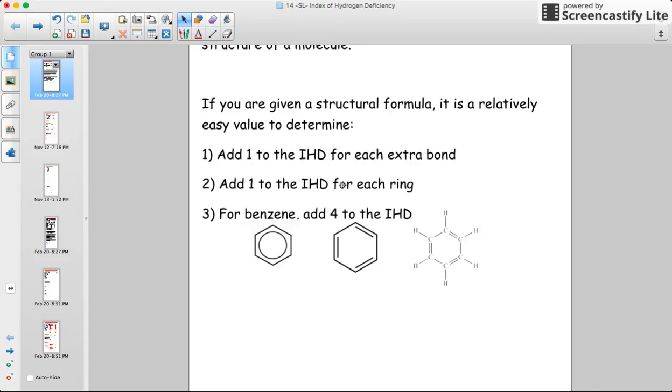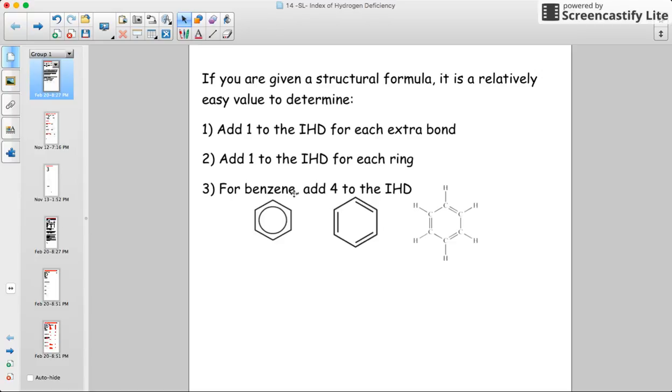For every ring, you also get to add an IHD value of 1 because when you have a ring, you've got atoms connected all the way around. And if you were to break the ring apart, right where you broke it, there'd be an opportunity to add a hydrogen atom to each carbon at the end of the chain. So therefore, for every time that there's a ring, that molecule is missing 1 H2 worth of hydrogen.